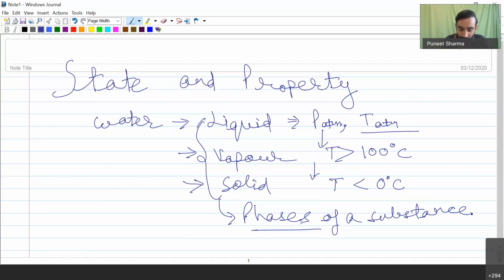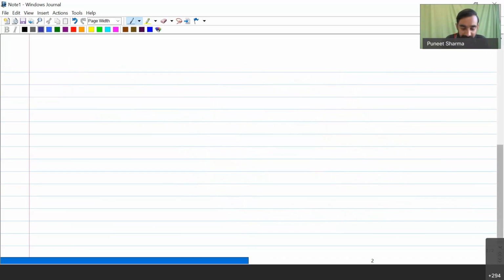As I have already told you, when we change some of the properties, our phase changes. Corresponding to each phase, we will have different conditions of pressure and temperature. If water is in the solid phase, then the temperature has to go below 0 degrees Celsius. If it is in the liquid phase under atmospheric pressure, then it has to be from 0 to 100 degrees Celsius, and in the vapor phase it has to be more than 100 degrees Celsius.